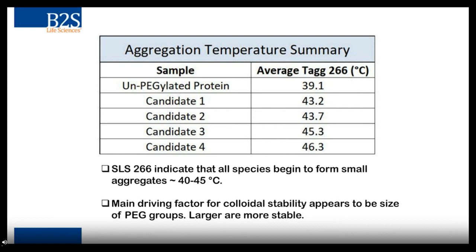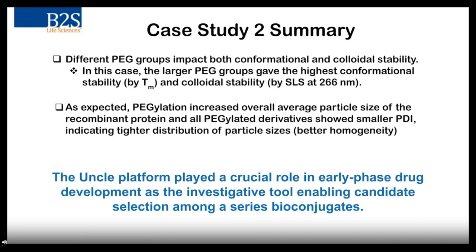So moving on to the data summary, you can see that going from the unpegylated enzyme at 39, addition of any of the short pegs gave you about a 4 to 5 degree increase in stability, and then conjugating the enzyme with the large peg modification gave slightly more than 7 degrees in improvement. And considering that the native protein melts at about 40 degrees, this is a significant improvement.